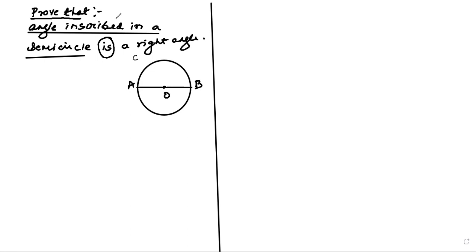Then an angle inscribed in a semicircle. So I'll draw an angle inscribed in a semicircle. Anyhow it can be, but the only thing is it should be an inscribed angle, and the endpoints of the other sides should intersect the diameter at its endpoints. You can see here, this is an angle inscribed in a semicircle. I'll call this point C. Okay, this is my C.